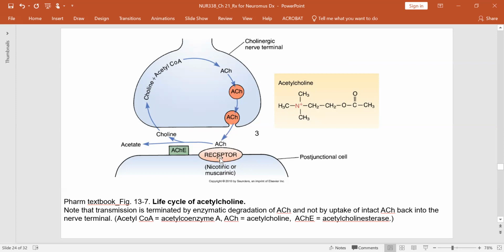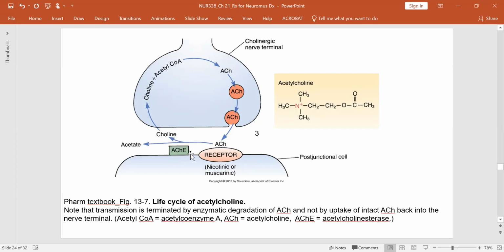And if we are going also to review the life cycle, again, we said that the acetylcholine will bind to the receptor, and the last stage of the acetylcholine life cycle is that there is an enzyme called acetylcholine esterase enzyme. This one is going to degrade and break down acetylcholine into choline and acetate. So that will be the end of the acetylcholine life.